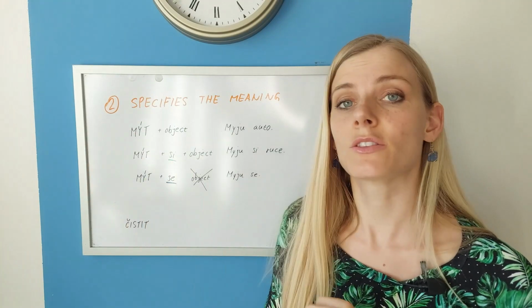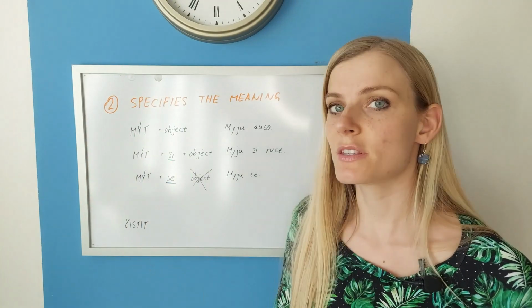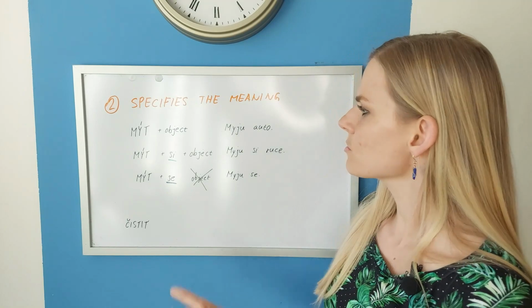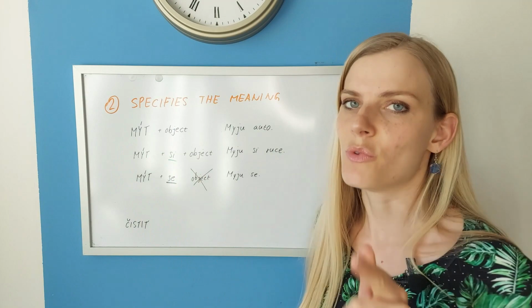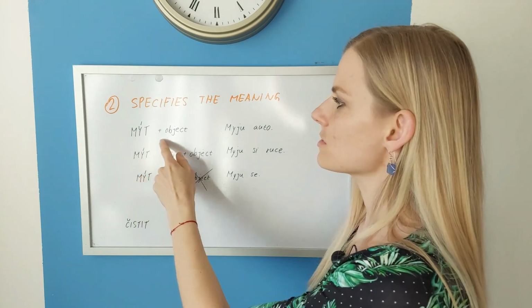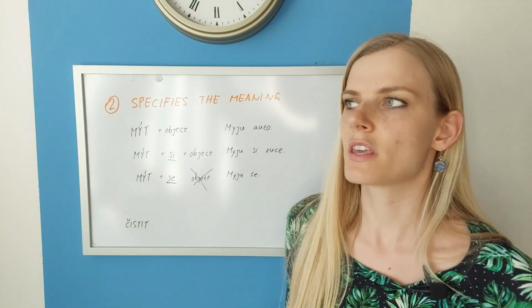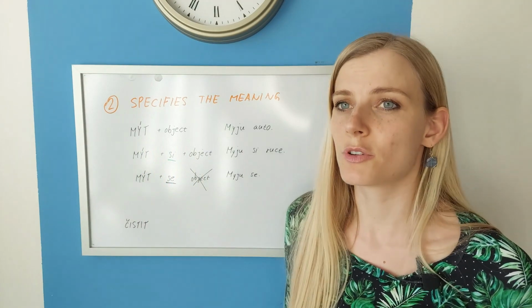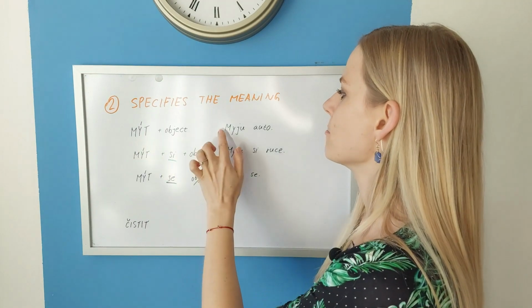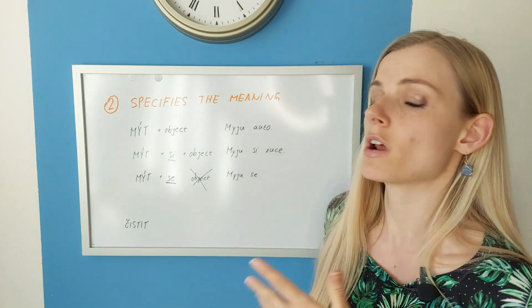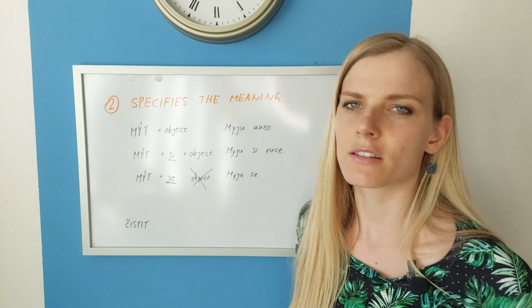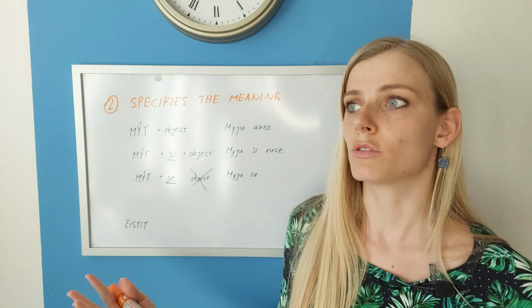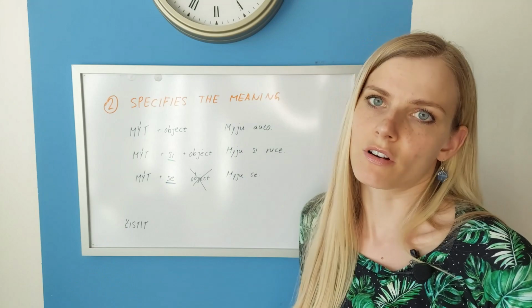Let's see another category. The second category is when the use of si and se specifies the meaning. I am going to give you an example with the verb to wash. Mýt, to wash. When we use this verb, we naturally say what we wash. So we have to use an object. I could say myju auto. I wash or I'm washing a car. This sentence doesn't say, is it my car? Is it somebody else's car? Myju auto. I'm washing a car or I'm washing the car.